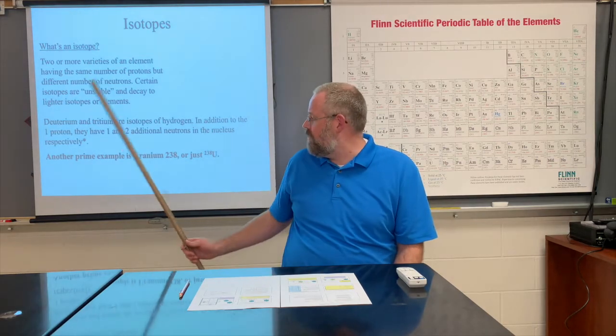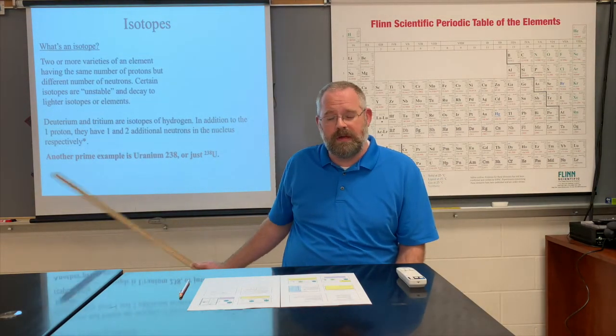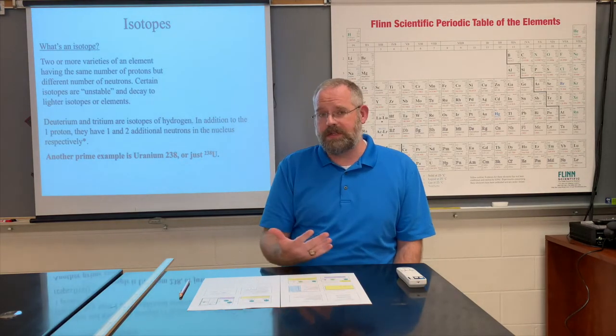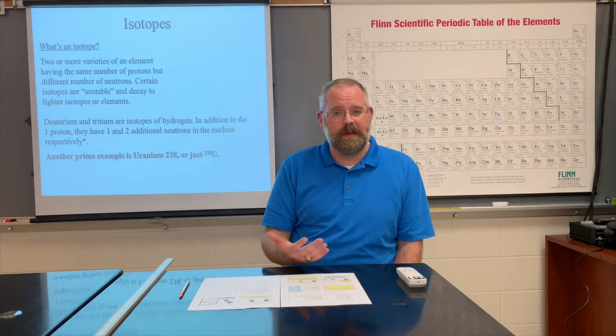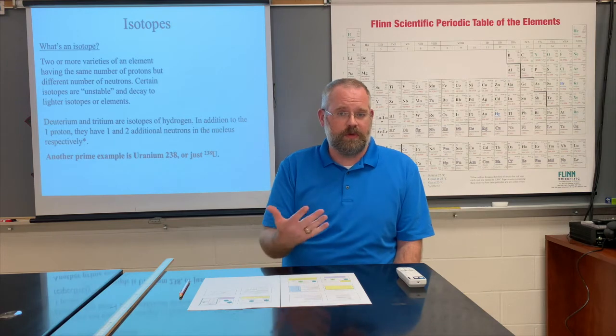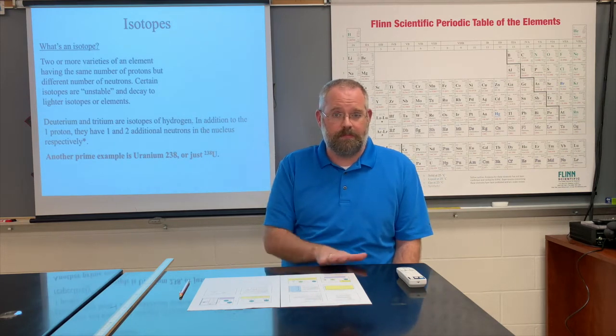Okay, another example we can talk about is uranium-238. When it comes out of the ground, that's what we find. When we process uranium into uranium-235, that's what we use for nuclear power. But they're both uranium because they have 92 protons.